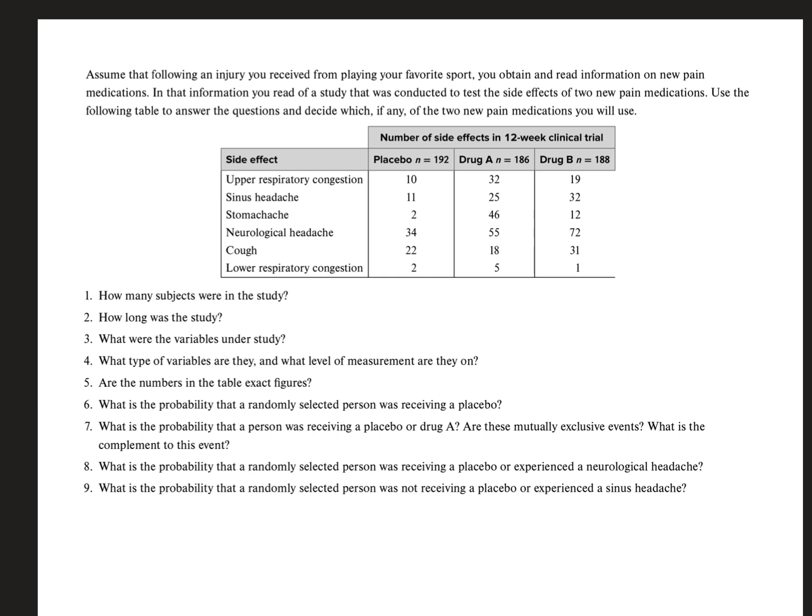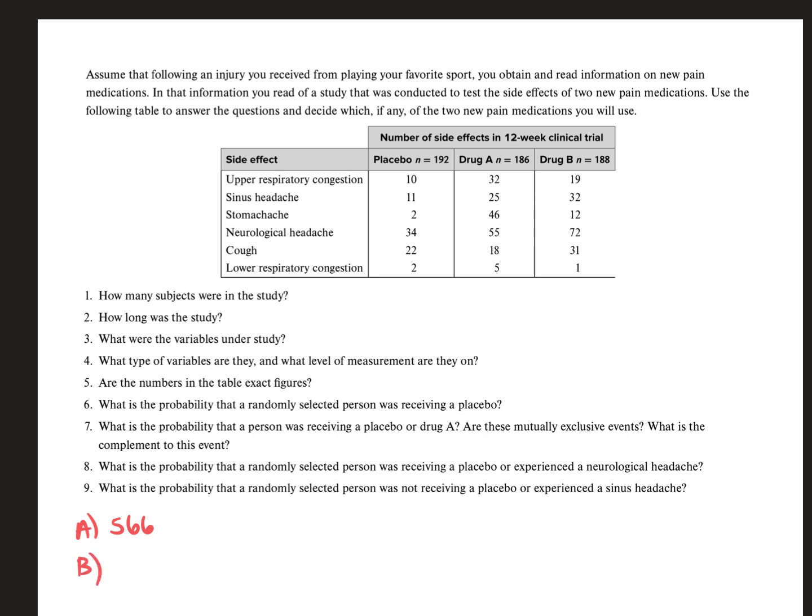So assume that following an injury you received from playing your favorite sport, you obtain and read information on new pain medications. In that information, you read a study that was conducted to test side effects. Use the following table to answer the questions. First of all, how many subjects were in the study? Total number of people. How do you find that? 192 plus 186 plus 188. So the Ns at the top of each column. You don't have to add up all the numbers. It gave you each column total. So 566.